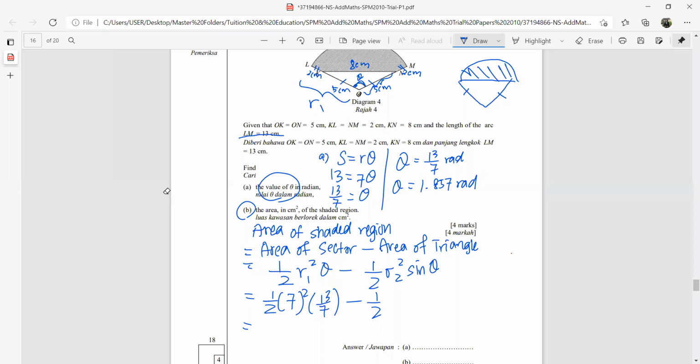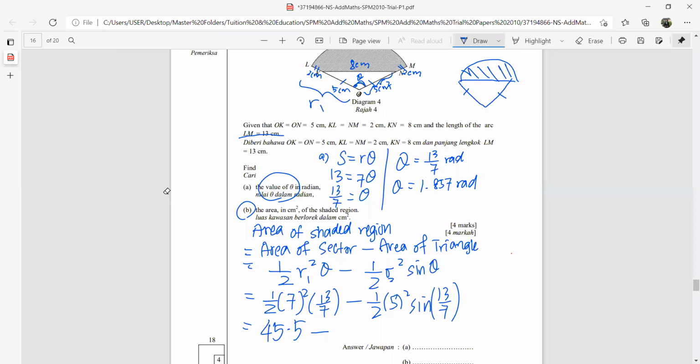R2 is the triangle. R2 square means the thing is 5, you square. Then sine theta. And you press calculator to solve it. Easy, right? What do you get?